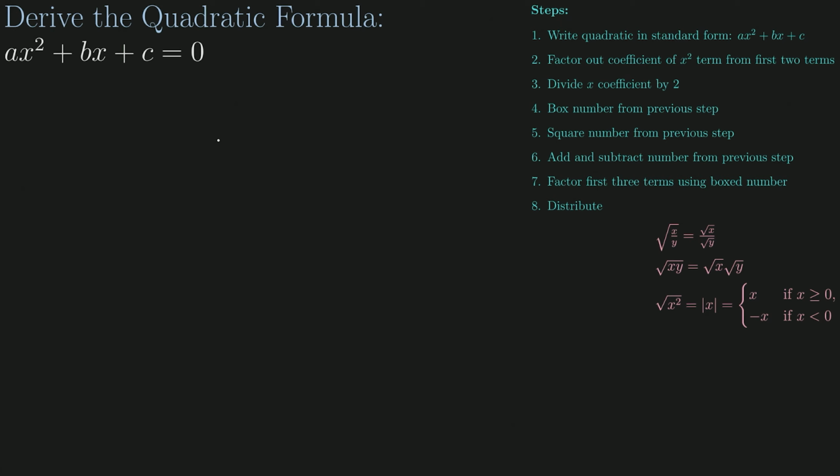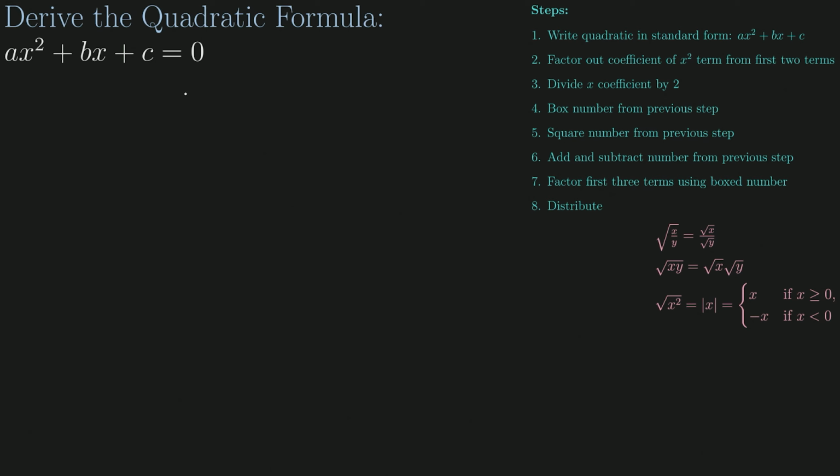In algebra class, we teach students to solve quadratic equations like this by one of three ways: factoring, completing the square, and with a quadratic formula. But the truth is, the quadratic formula and completing the square are one and the same. So I've included the steps for completing the square from my completing the square video for reference, along with a couple of properties of radicals and the piecewise definition of the absolute value function. We're going to use the process of completing the square to derive the quadratic formula we should all be familiar with. So let's get to the derivation.